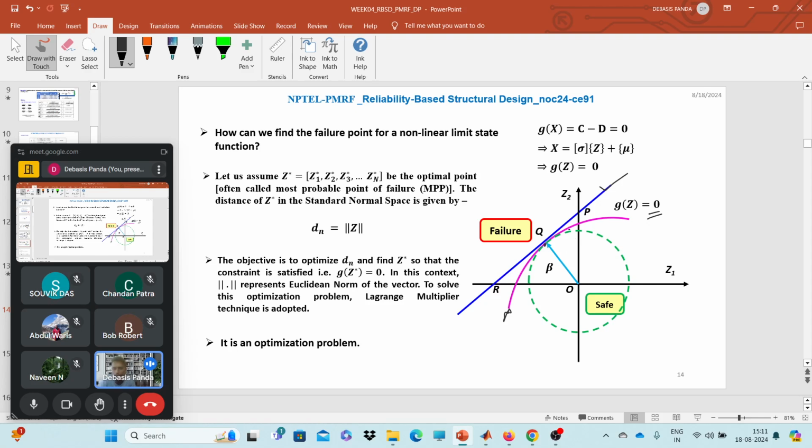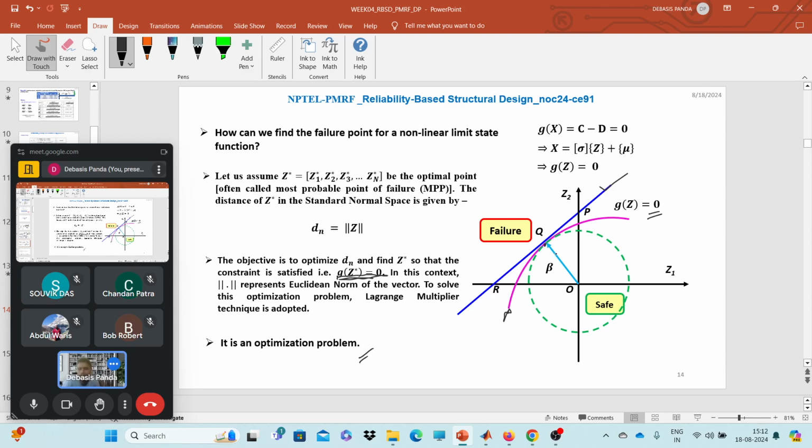So it's nothing but an optimization problem, and for this optimization, the Lagrange multiplier technique is used. You all know about the Lagrange multiplier technique. First you need to formulate the Lagrangian function with respect to the constraint condition, and then you will find n equations and one equation for this constraint condition. Here the constraint condition is that all points should satisfy g(z) equals 0. That means you need to consider the points which lie only on this limit state function. The points cannot be beyond that function.